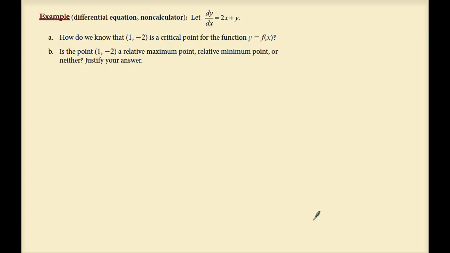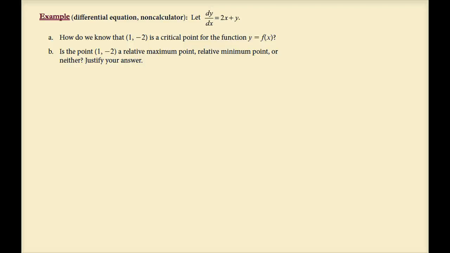Here we have another non-calculator example, this one involving a differential equation. Let dy/dx equal 2x plus y. Letter A. How do we know that (1, negative 2) is a critical point for the function y equals f of x? Critical values have a slope of 0.